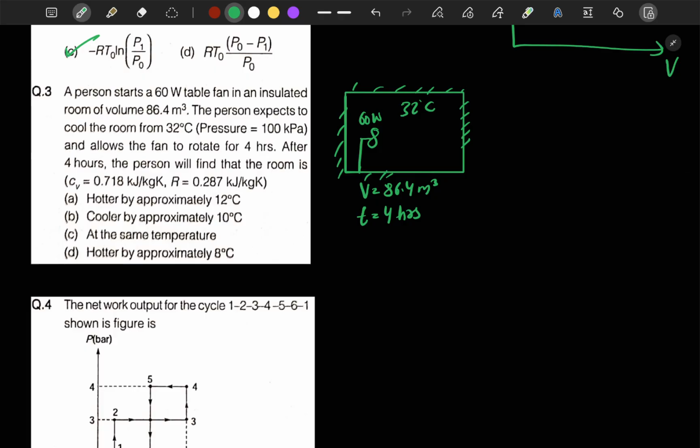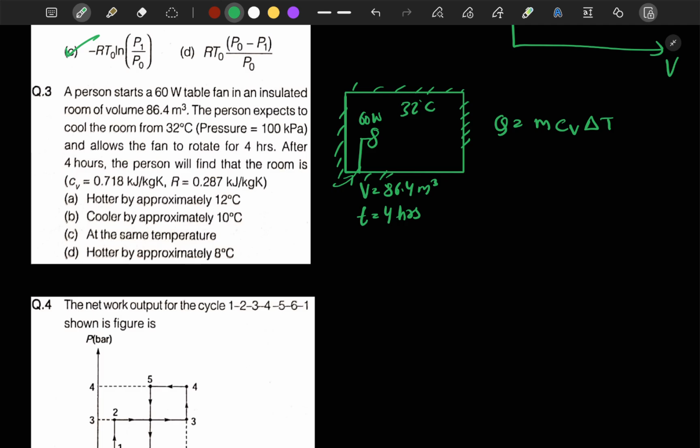I have told you earlier that the amount of work we have provided to the fan will all be converted to heat, because that work will be stored in the room. So the net heat provided will cause the increase in temperature, which can be calculated by m cv delta T. Why cv? Because this is a constant volume system. So how do we calculate the net amount of heat?